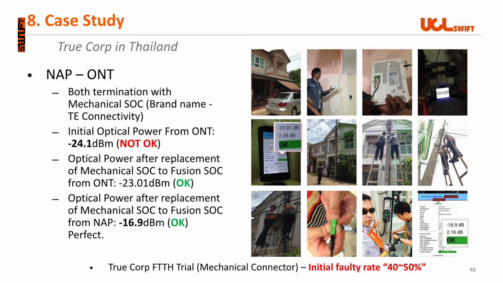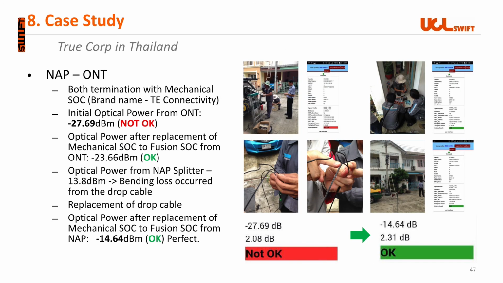True Telecom in Thailand suffered a huge faulty rate of 40–50%, so they were looking for alternative connectivities. UCLSwift proposed a field trial service, and the faulty connectors were removed and replaced with fusion splice-on connectors, with the best results as seen on this slide. Initial power has improved from 24 dBm to 16.9 dBm in the end. Another example of the field trial service is on this slide, and the loss has improved from 27 dBm to 14 dBm, with replacing the connectors only.